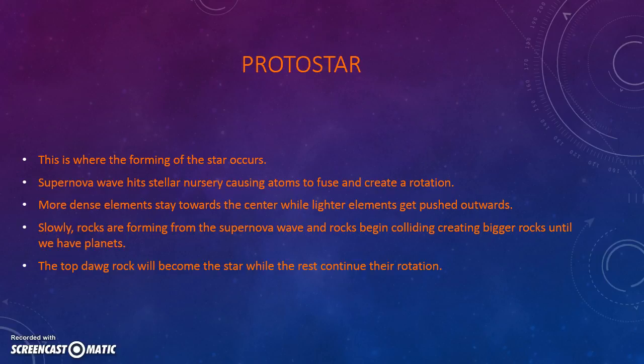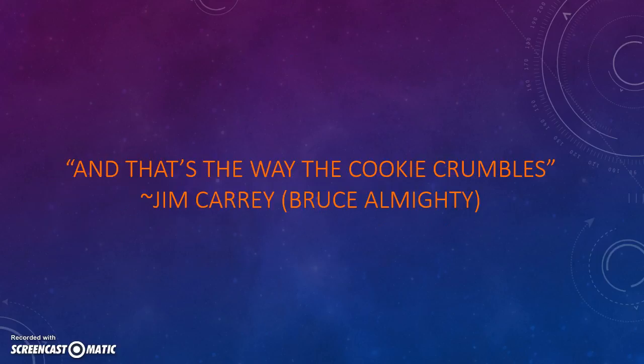Since denser elements stay towards the center of the rotation, you can understand why the planets closer to the sun are more dense compared to the gaseous far-away planets. And that's the way the cookie crumbles.